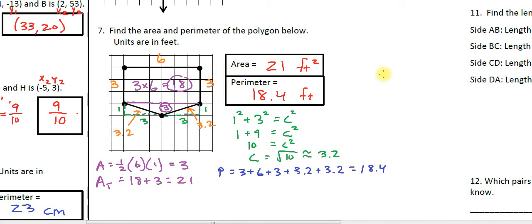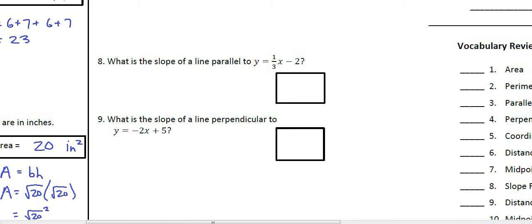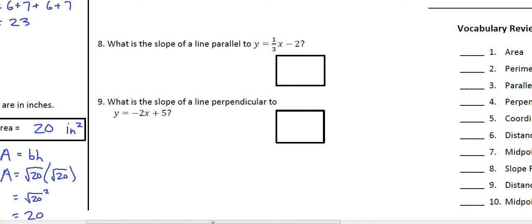Okay, we've made it past question number 7. Let's move on to question number 8. Question number 8, what is the slope of a line parallel to the line y equals 1/3 x minus 2?